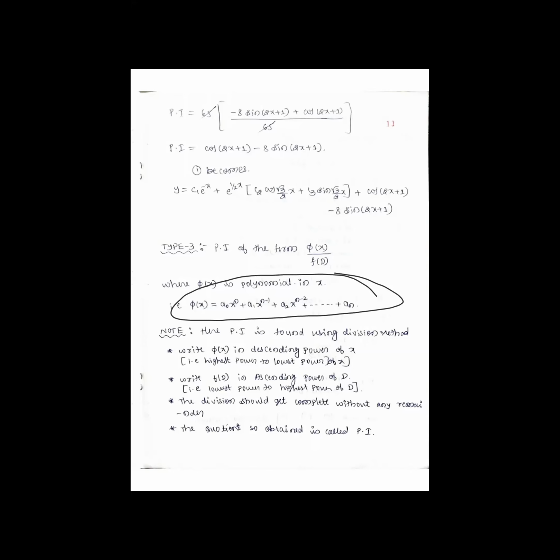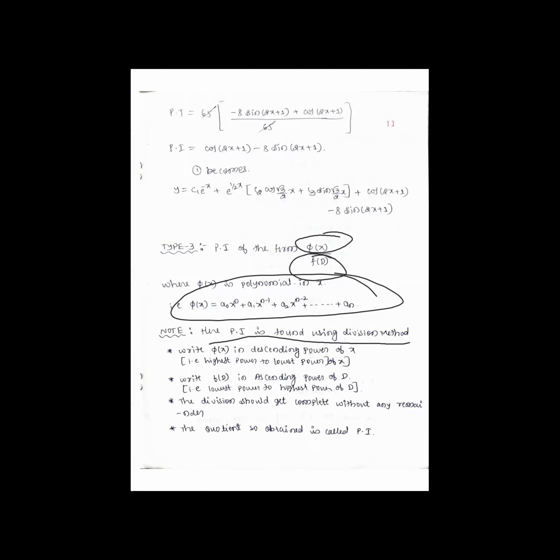Now we will see the working procedure for this type 3. Getting the complementary function is the same process, but getting the particular integral will vary. Here the particular integral is found by using the division method. Write phi of x in descending powers of x. Phi of x is the numerator and f of D is the denominator, that you keep in mind.